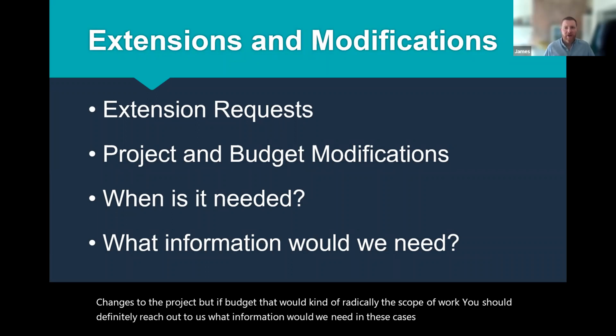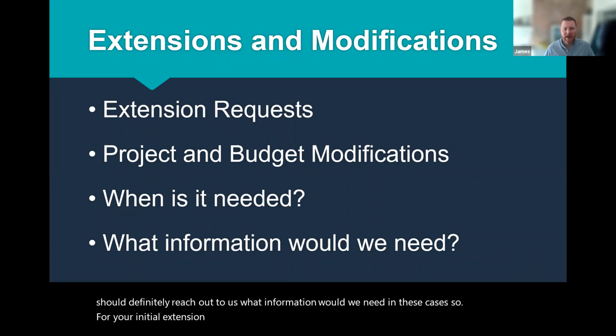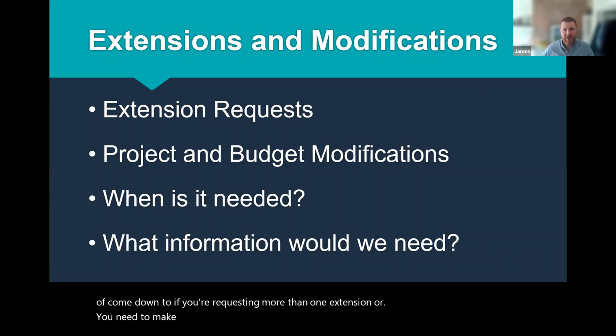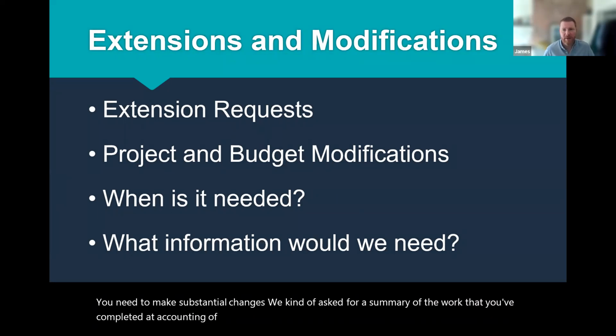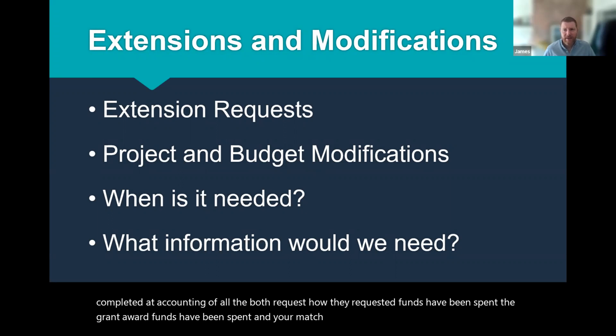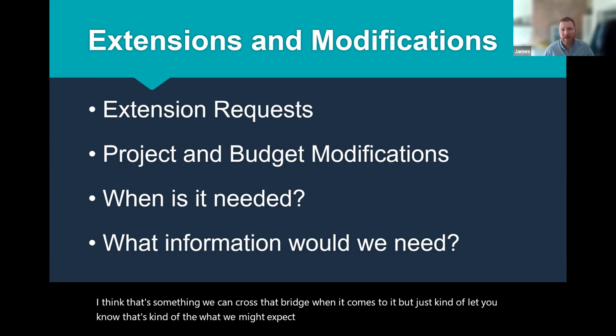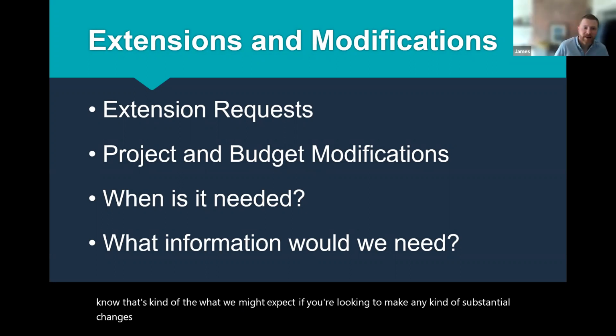So for your initial extension request, we were really not going to ask a lot of information. It would really come down to, if you're requesting more than one extension, or you need to make substantial changes, we'd ask for a summary of the work that you've completed, accounting of how the requested funds have been spent, the grant award funds have been spent, and your match to date. I think that's something we can cross that bridge when it comes to it.